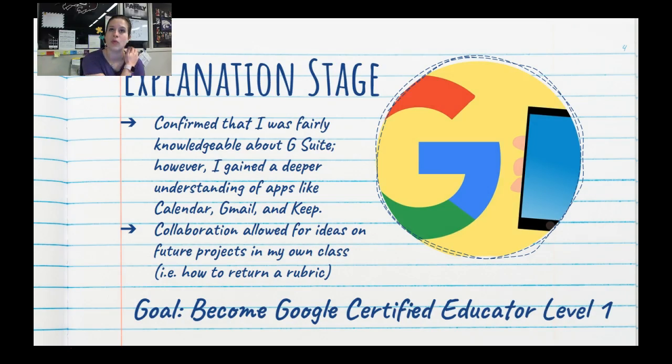And so throughout the class, I confirmed that I was fairly knowledgeable about the G Suite, but I gained bigger or better knowledge about apps like Calendar, Gmail, and Keep, the ones that I don't use as often. Gmail, I mean, I know it's email, right? But some of the things that we learned through that little mini unit, it was nice to read through. And then I actually enjoyed the collaboration because it allowed for ideas on future projects in my own class. And I really liked, most recently, I think it was Mark, posted how to return a rubric back to students. That's something that I've been really looking for.